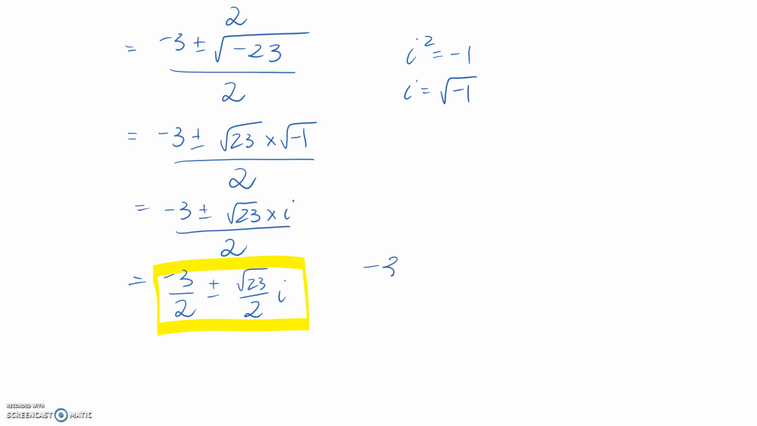So you could write them out separately if you wanted. One is negative 3 on 2 plus square root 23 on 2, i, and the other is where you take the minus, so negative 3 on 2 minus square root 23 on 2, i. Okay, so that's all there is for this particular question.